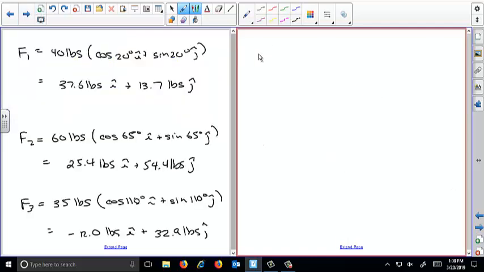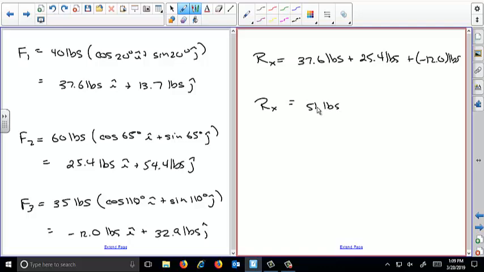So our final vector, we'll call that r. What we do is we add the x components together to find the x component of the resultant vector. So you'll take 37.6 pounds plus 25.4 plus negative 12.0. So that gives you the x component of the resultant vector. 37.6 plus 25.4 minus 12 is 51 pounds, 51.0.